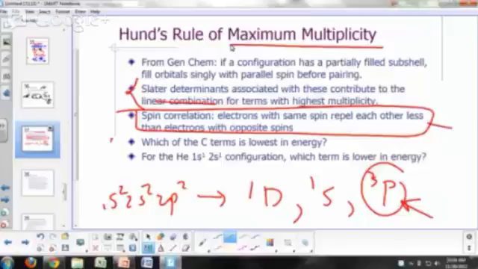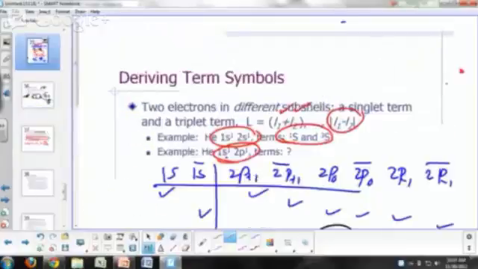Now, which of the carbon terms is lowest in energy? We already talked about this: the triplet P, highest multiplicity. What about helium, 1s1 2s1? Did we do that earlier? Which one would be lower in energy according to Hund's rule? Triplet S.